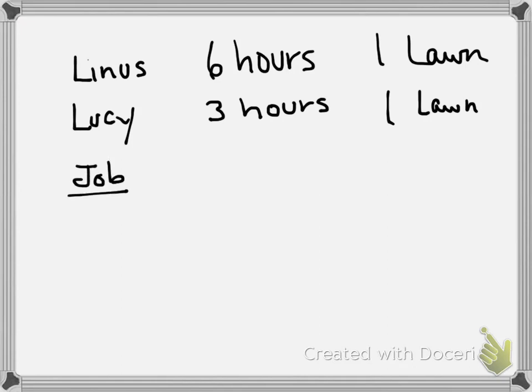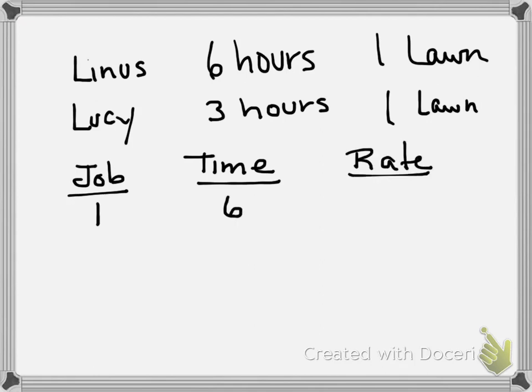So the job for us is one lawn. And the time it takes each person to do it is different. If it takes Linus 6 hours, what is his rate? Well, he does one lawn every 6 hours. So that would be 1/6 of a lawn per hour. That makes sense. If it takes 6 hours to do one lawn, he can do 1/6 of a lawn per hour.